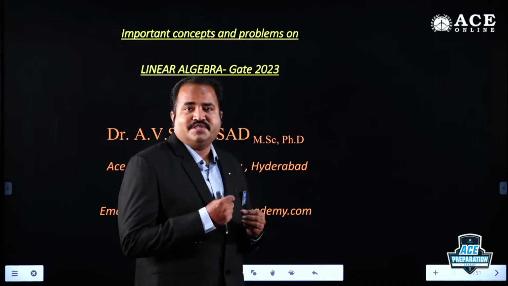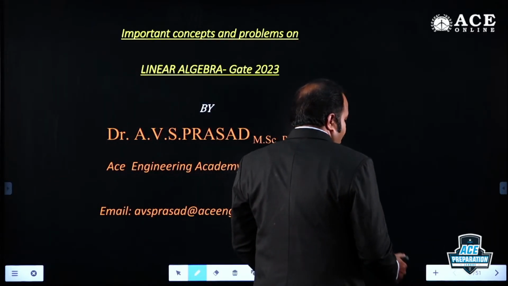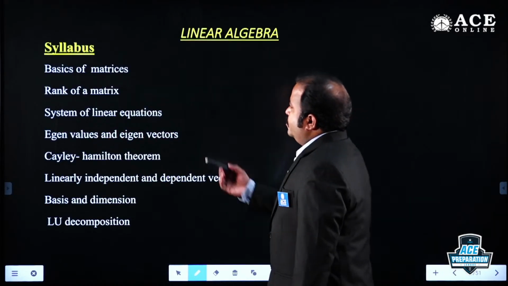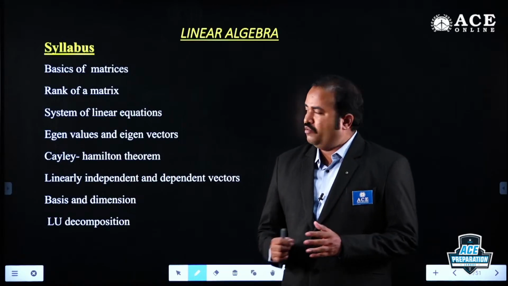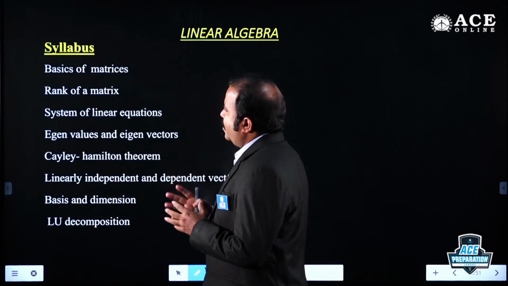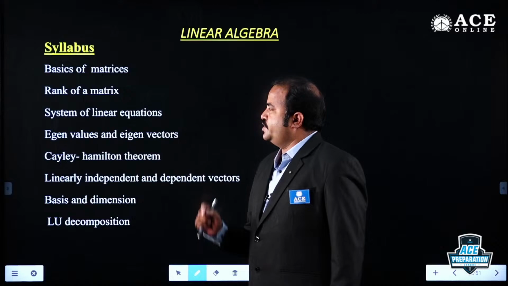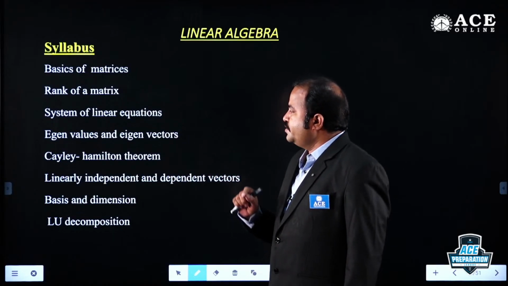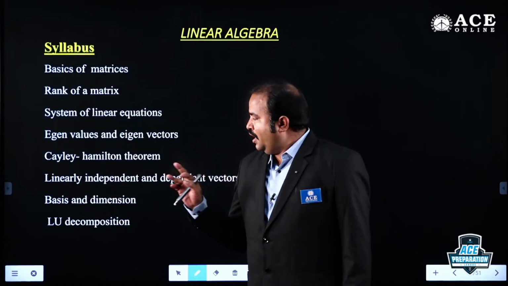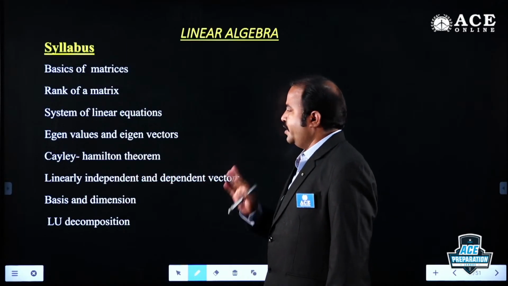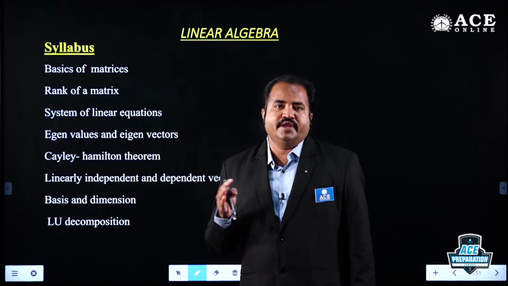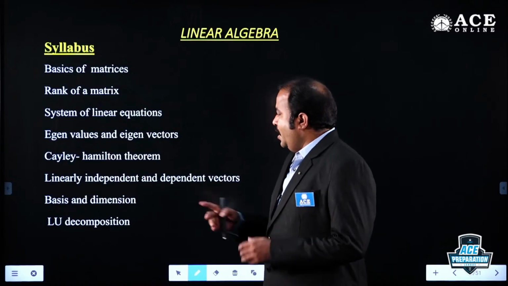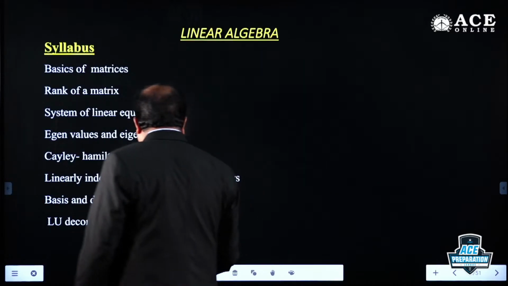So let's see the syllabus first. What are the subtopics in this linear algebra? The first one is basics of matrices, and the second one is rank of matrix. Third one is system of linear equations, and eigenvalues and eigenvectors. Similarly, Cayley-Hamilton theorem, and linearly independent and dependent vectors, which means how do we verify whether a given set of vectors is linearly independent or dependent. And basis and dimension.